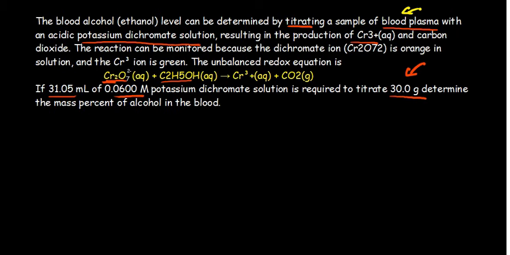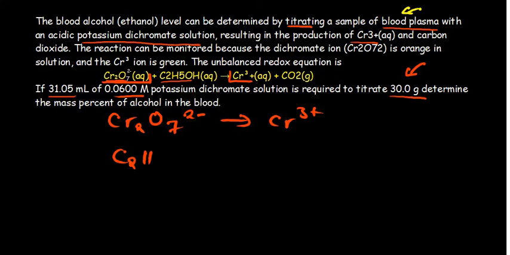So if you observe this, this is related to the chromium 3 ion. So you have to write it in this way: Cr2O7 2-, gives you Cr 3+ ions. And then the ethanol, C2H5OH, is related to carbon dioxide on the other side. So this is a case where you now need to balance.